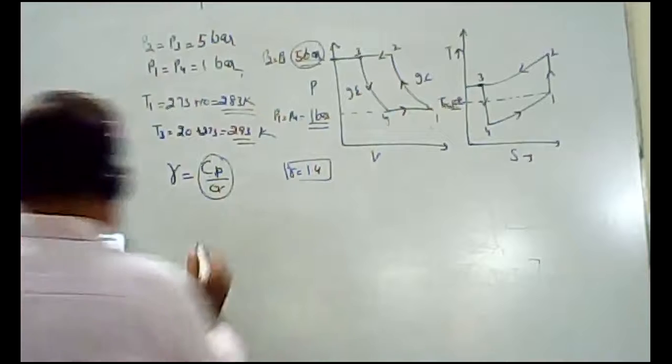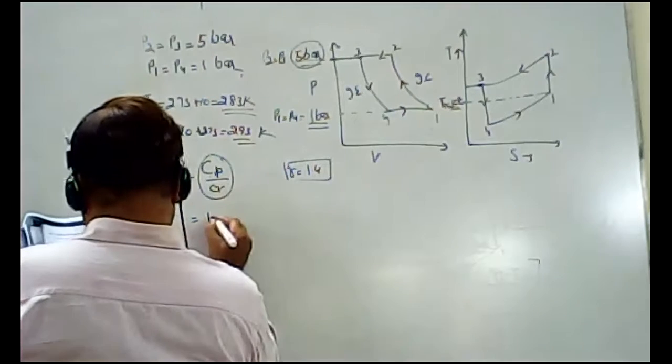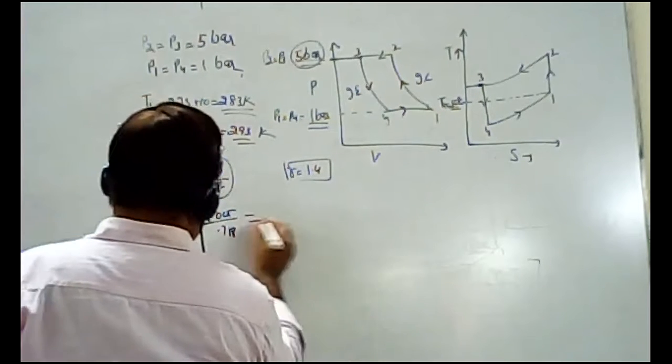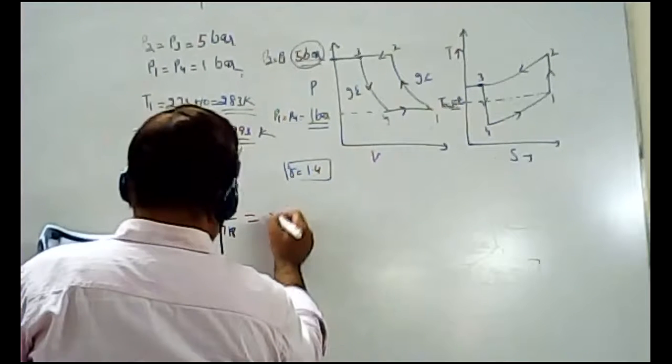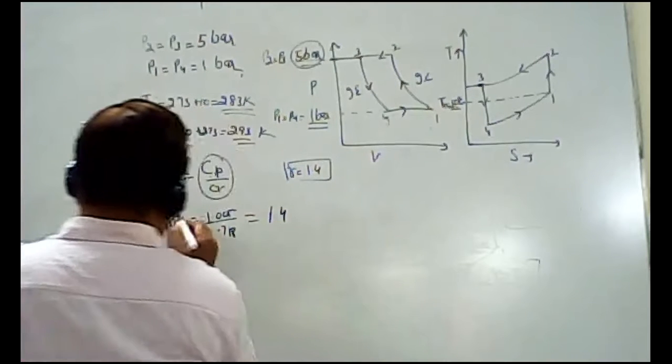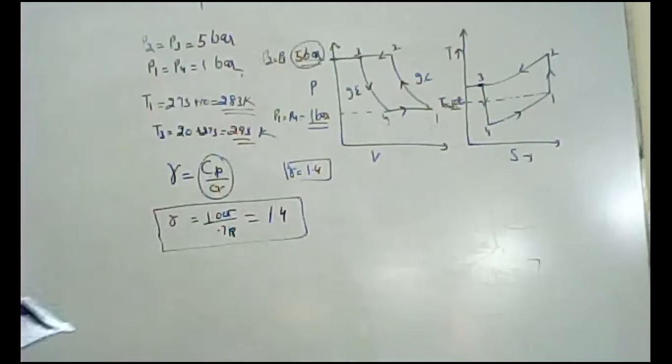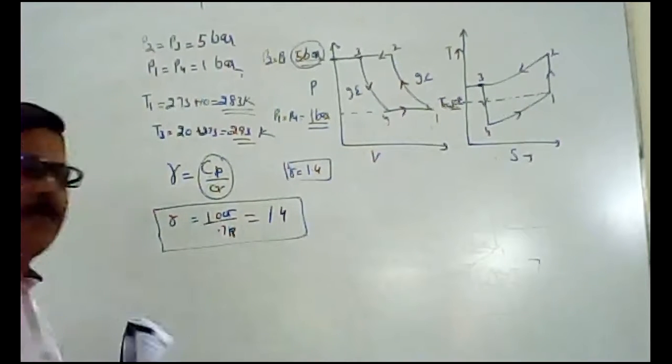Okay, so by putting these two values, 1.005 divided by 0.718, this also comes out to be 1.4. So the value of gamma also comes out to be 1.4 in this case. Now everybody knows for isentropic compression.